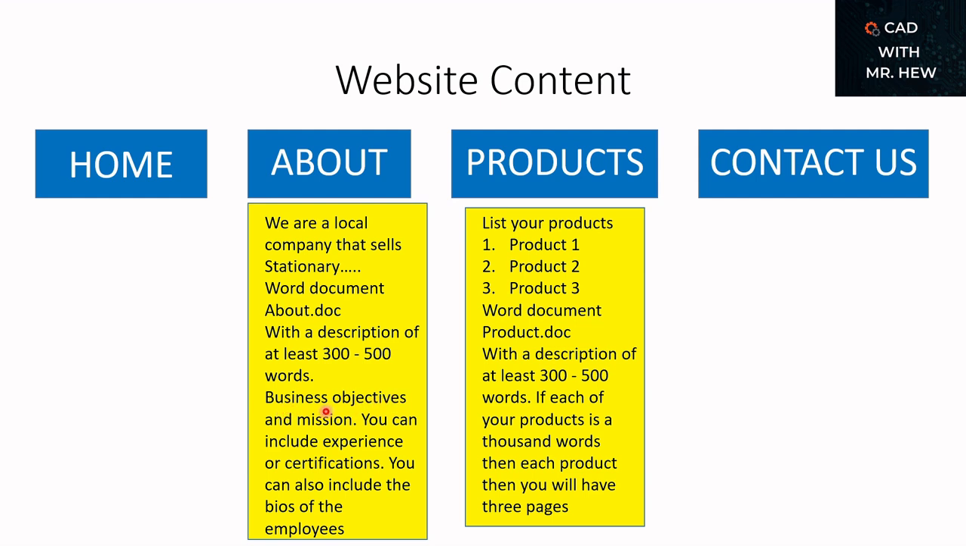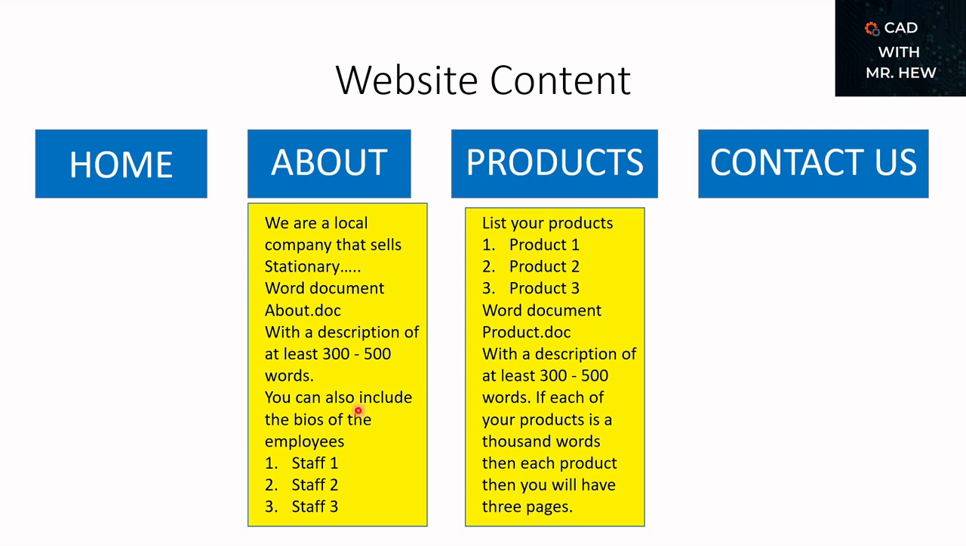The business objectives and mission can be included. You can also include the experience that the business has. For example, you could say that the business has 10 years experience selling computer parts. You could have certifications. If you're a bakery, for example, you could say that you're ISO certified in terms of the baking standards. You could also include the bio of the different employees. For example, you can say that the general manager has 3 years experience within the field and 1 year experience at this company.